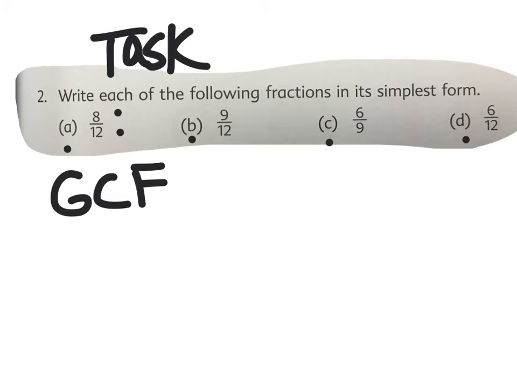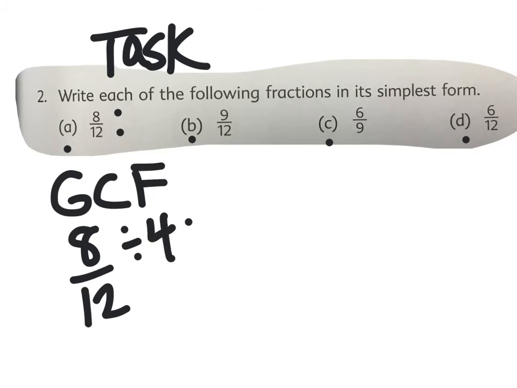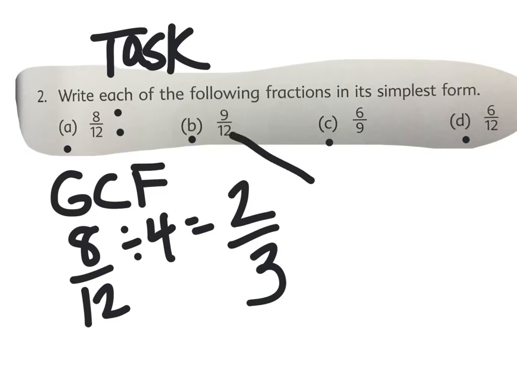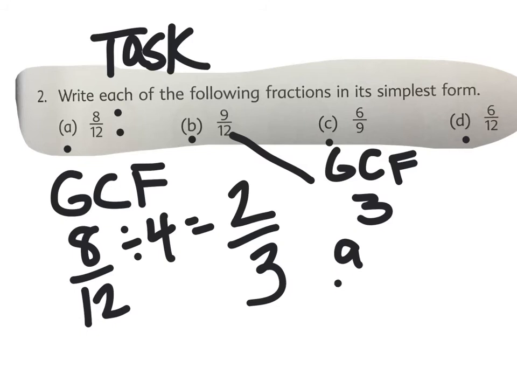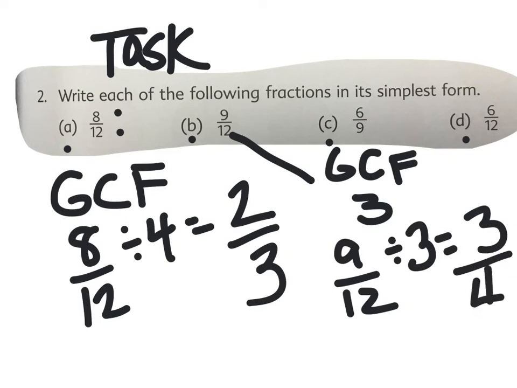All right, the greatest common factor for 8 and 12 is 4. So if I divide both by 4, I have 2/3. For B, the greatest common factor is 3. If I divide 9/12, do them both by 3, I'm going to get 3/4.